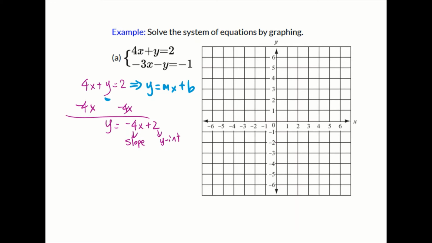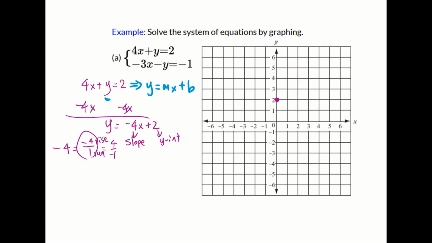So the y-intercept is 2, which is 2 on the y-axis. That's one point on the line. I'm going to use the slope, negative 4, to find the second point. Negative 4 can be seen as either negative 4 over 1 or 4 over negative 1. I'm going to see it as negative 4 over 1. That means the rise is negative 4 and the run is 1.